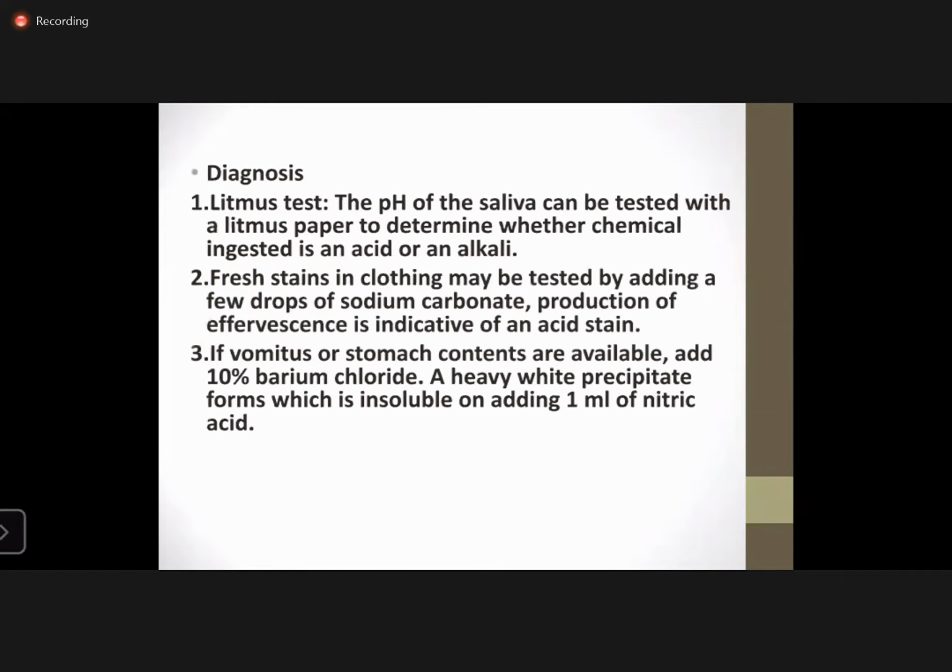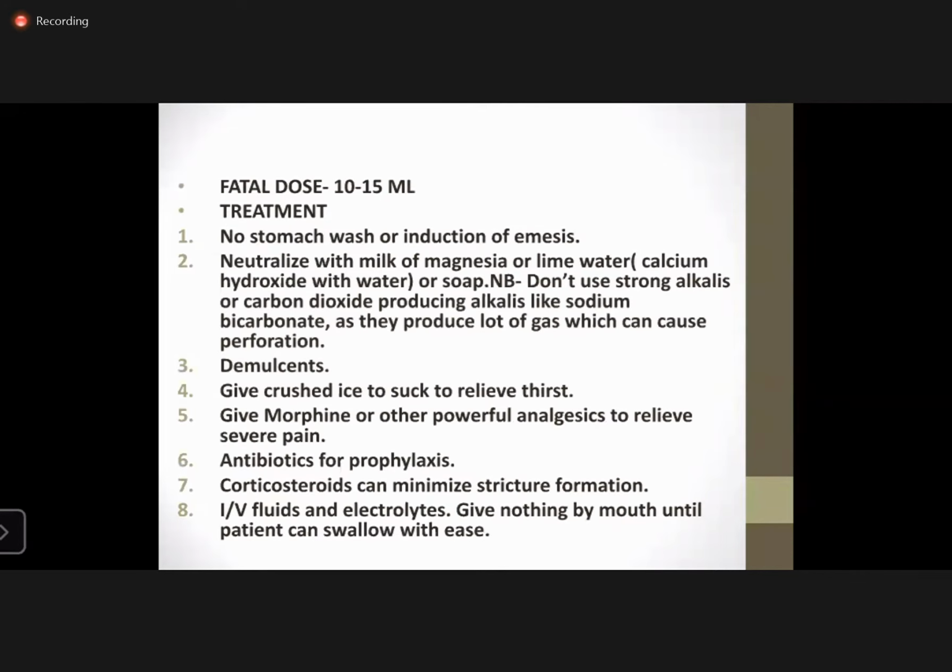So how can you diagnose this? You can perform a litmus test. Litmus can be considered a bedside test where the pH of saliva can be tested with litmus paper. You just dip the litmus paper in the saliva, and if it turns red, you can say it's an acid. Fresh stained clothing may be tested by adding a drop of sodium carbonate, and production of bubbles, effervescence, also indicates an acid stain. Similarly, if you get vomit or stomach wash, you just add barium chloride, and a heavy white precipitate forms which is insoluble in nitric acid. These are a few things from which you diagnose sulfuric acid poisoning.